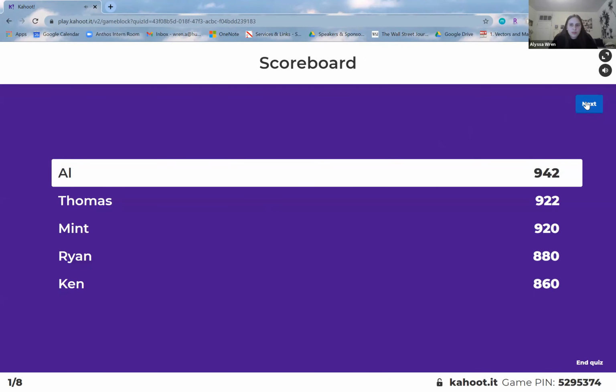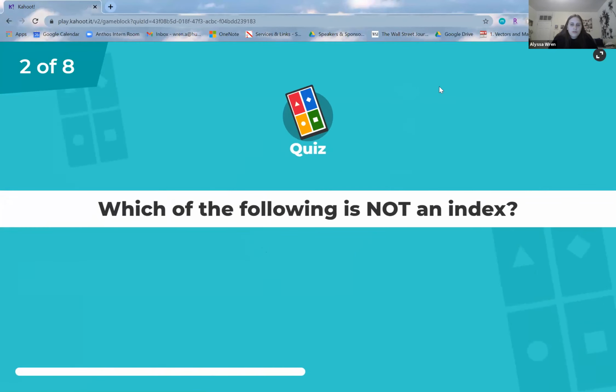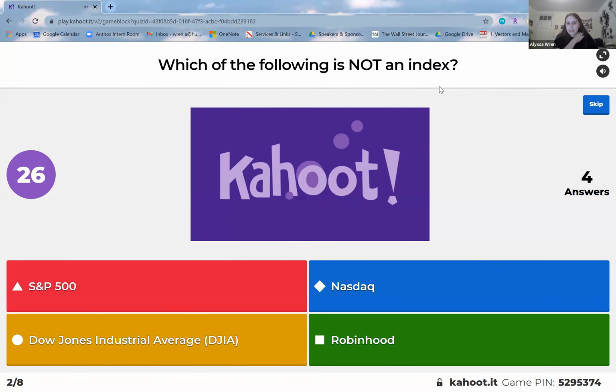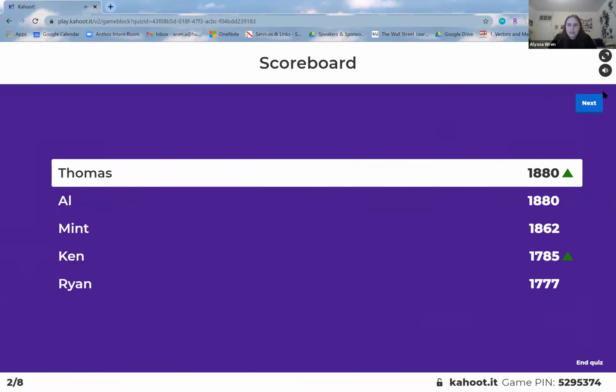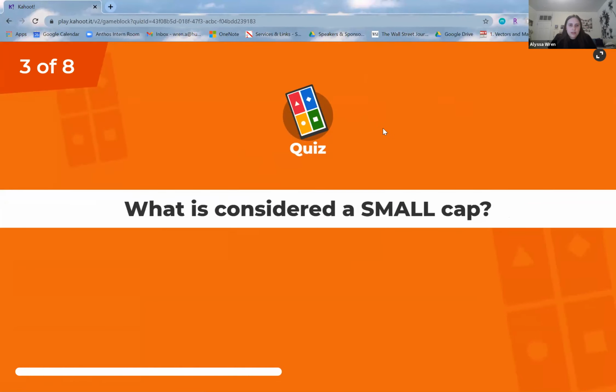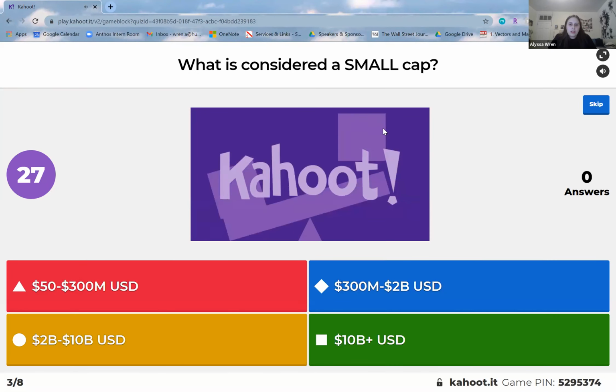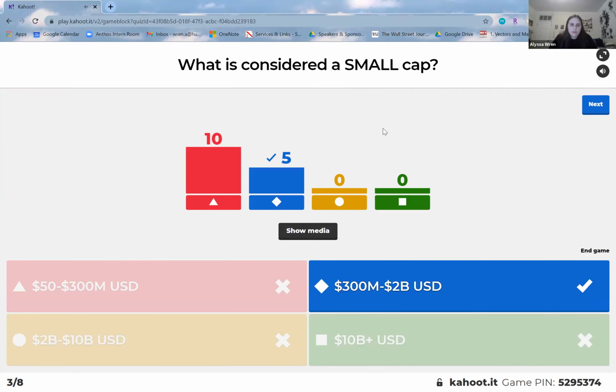Al is in first place. So which of the following is not an index? This one's kind of hard because we didn't directly cover that. A brokerage app that you can use is not itself an index. Thomas takes the lead. Okay, what is considered a small cap stock? 300 million to 2 billion USD. There are ones smaller than that, but those would usually be considered micro. We only covered small and large.